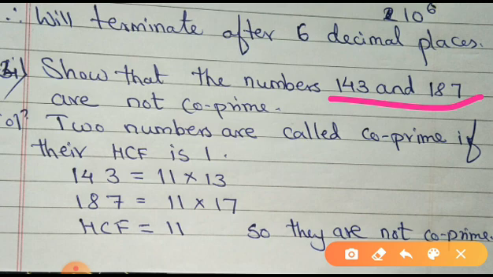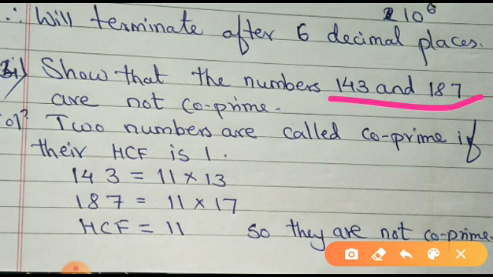Is that clear? Now 4 and 15, are they co-prime? Yes or no? 4's factors are 2 into 2, and 15 is 3 into 5. So is there any common factor? No. That means 4 and 15 are co-prime numbers, because they don't have a common factor between them. The only common factor is 1, even though 4 and 15 are not prime numbers. Is that clear? So it is not necessary that the numbers should be prime numbers.